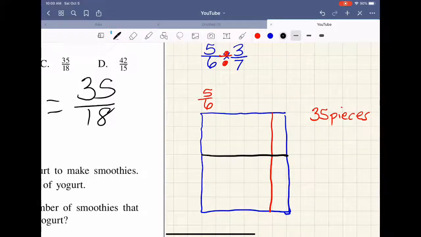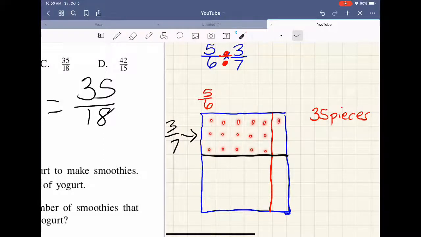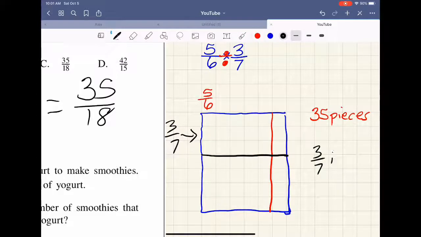This section here represents 3/7s of my whole thing, of my whole box, of my whole array. And that means I would need 1, 2, 3, 4, 5, 6, 7, 8, 9, 10, 11, 12, 13, 14, 15, 16, 17, 18 pieces. So 3/7s is 18 pieces. Okay. And of course this matters because I'm looking at how many pieces I have here. And I'm noticing something else. I'm noticing 18 here and 18 happening over here.